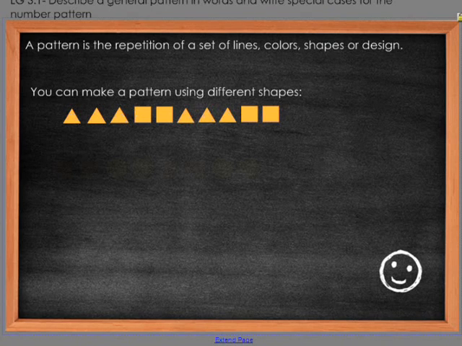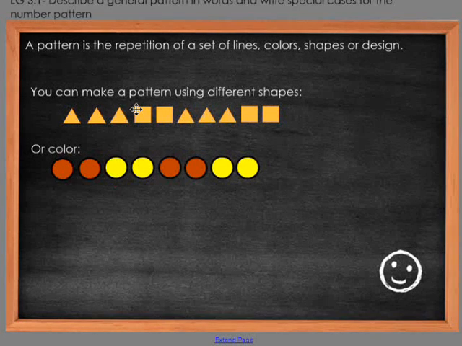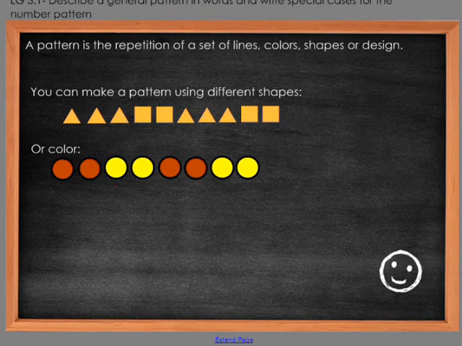You can also do a pattern using colors. So here we have 2 red, 2 yellow, 2 red, 2 yellow. So the pattern is the repetition of a design or colors or shapes.